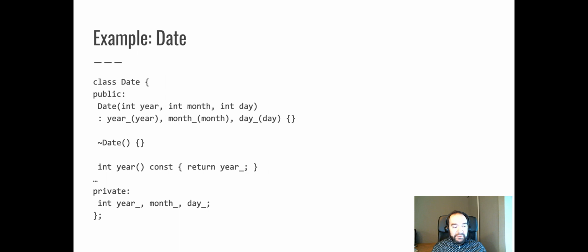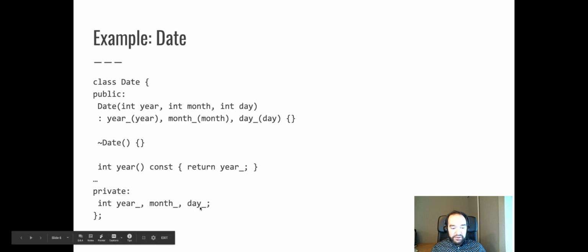Here's an example showing some of this stuff. This is a class called date. It's just representing a calendar date with an int year, int month, and int day. So we've got a constructor to begin with, and I'm using list initialization to initialize the private data members. I've got int year_, month_, day_.